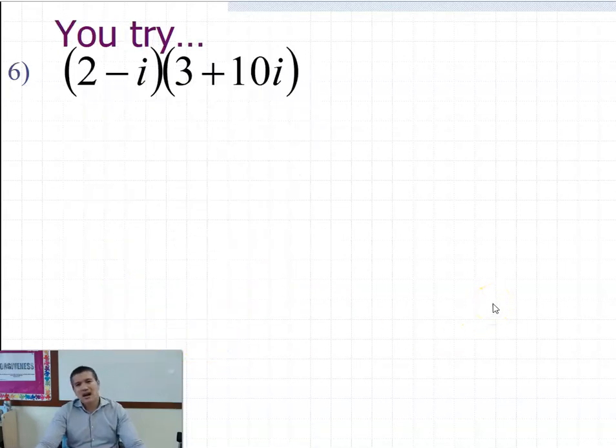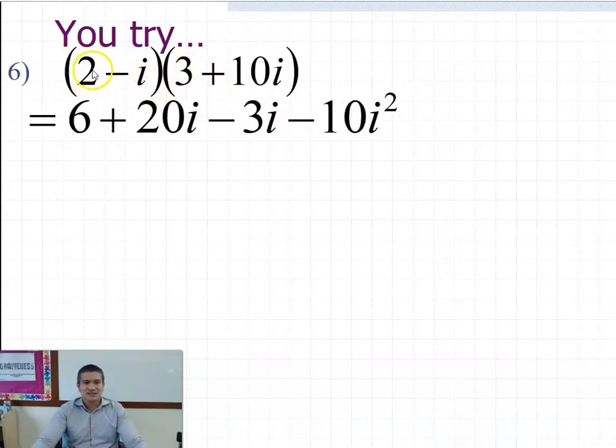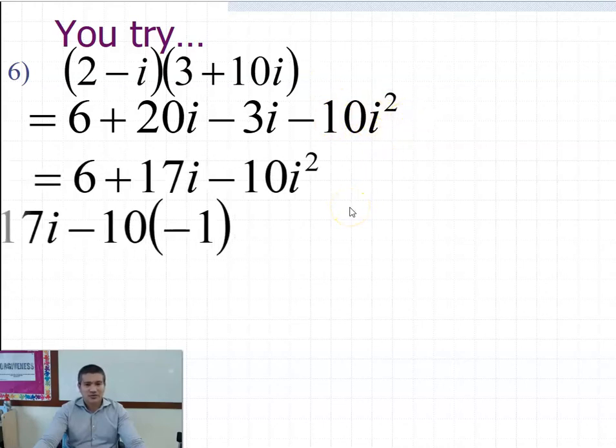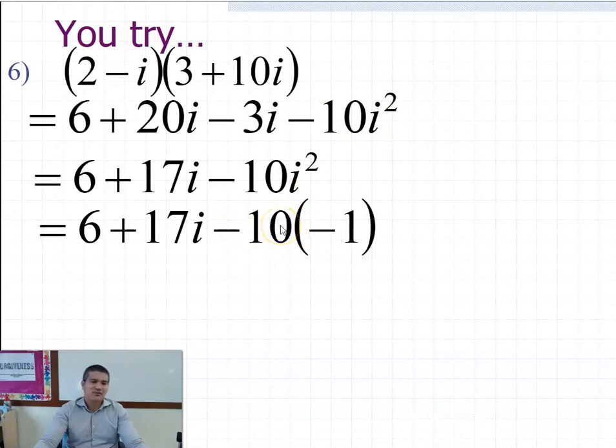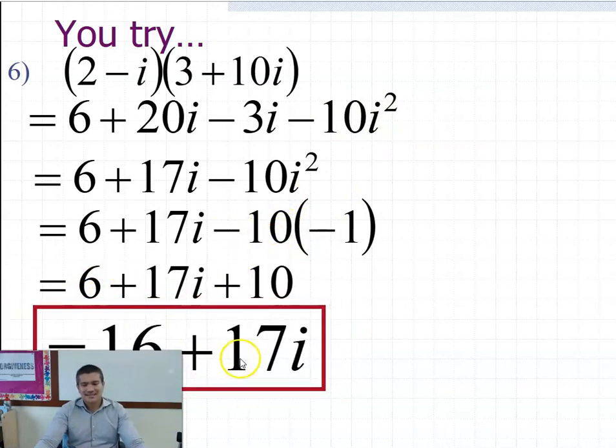Next example. How about if we have 2 minus i times 3 plus 10i? So you can pause the video first while you are trying to do your work. Okay, and then after that, try to check if your answer is correct. So we have 2 times 3 is 6. 2 times 10i is 20i. Negative i times 3 is negative 3i. Negative i times 10i, we get negative 10i squared. So therefore, you can combine this one as 17i. And then here, negative 10 times negative 1. So therefore, you will have now positive 10. So therefore, your final answer will give you 16 plus 17i.